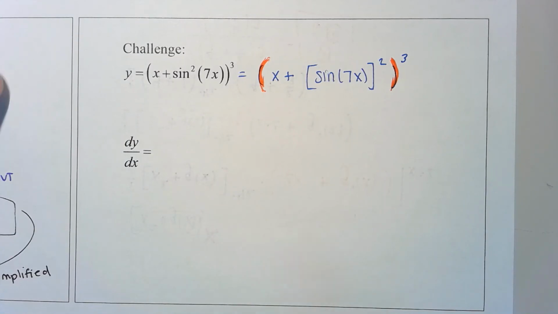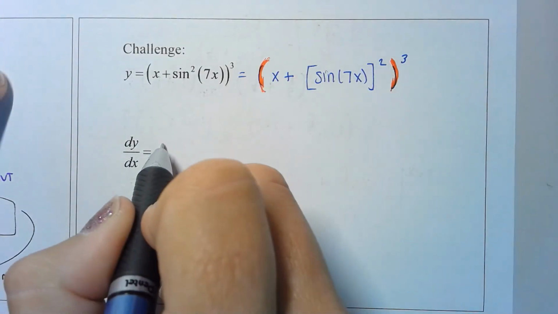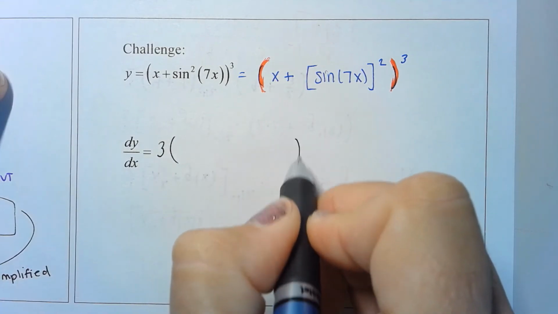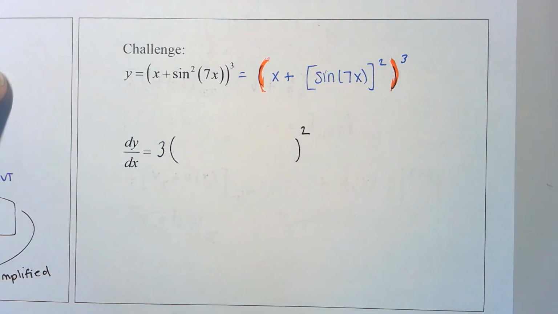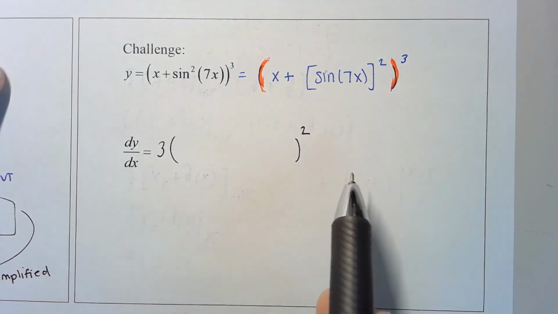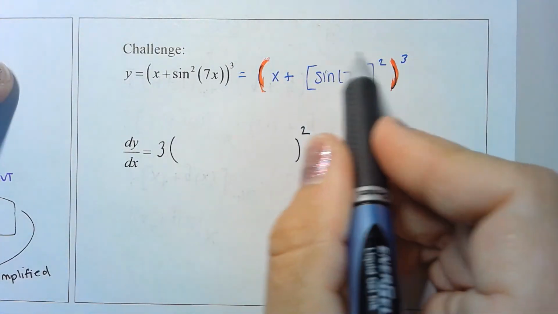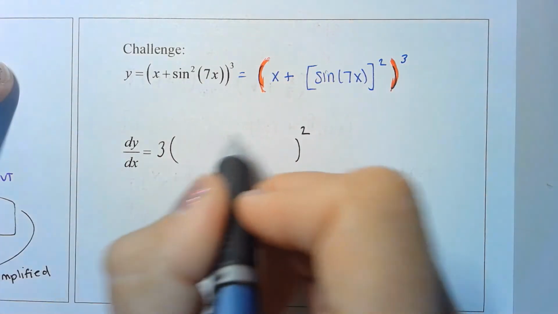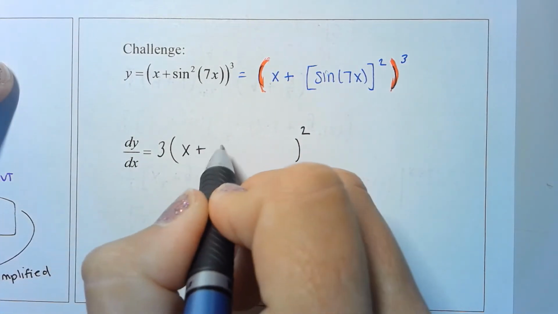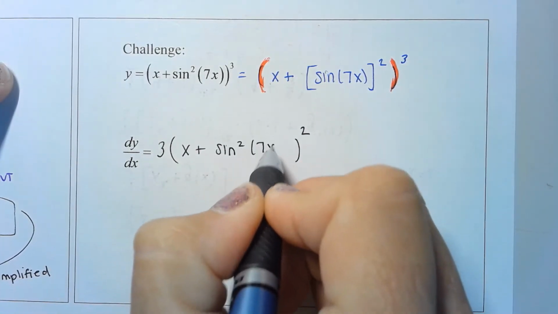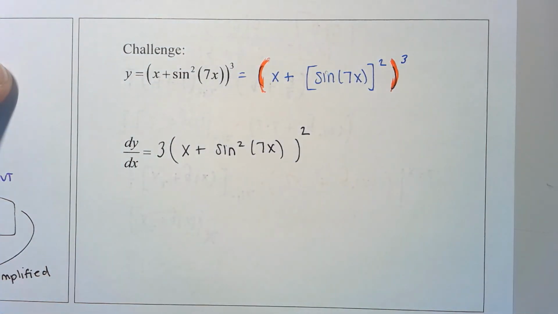All right, here we go. Starting on the very outside, we've got that exponent of the 3. So we've got 3 times blank to the second. The power rule says bring the 3 down, subtract 1 from the exponent. The inside stays the same. Now when I go to write the inside, I'm probably going to put that 2 back in there. So I have x plus sine squared of 7x. Great. That took care of that little guy there.